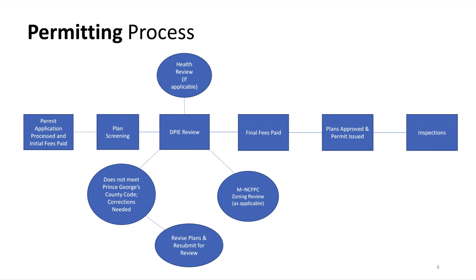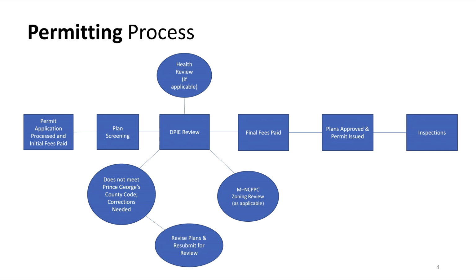Before delving into the permitting process, I would like to first start off by discussing a very high-level flow chart of the permitting processes within DPIE. A permit application is done online in ePermits, which will be discussed in detail in the next slide. Initial fees, which consist of 50% of the estimated cost of the construction, are assessed. Plans are then screened to determine if sufficient information has been included in the package for an engineering plan review to be conducted. If there is insufficient information, the plans will be returned to the applicant for revision.